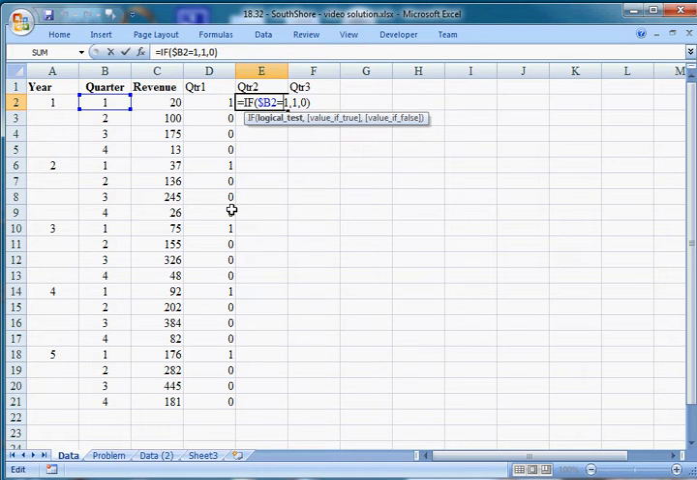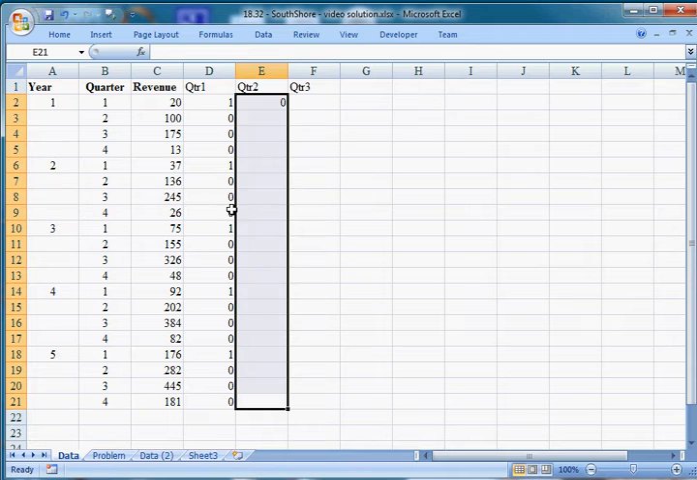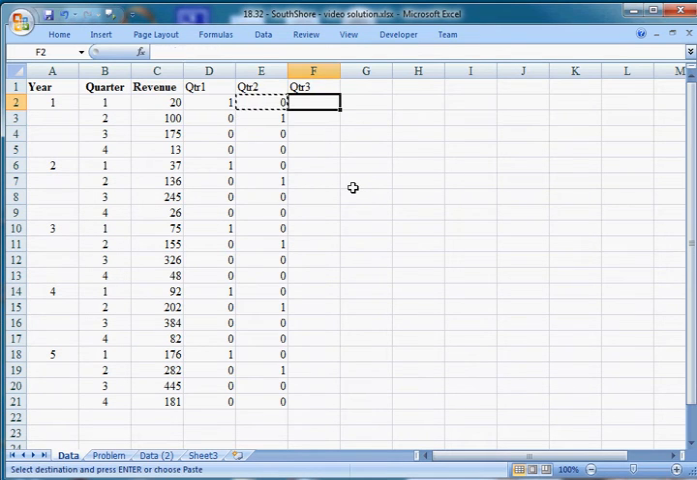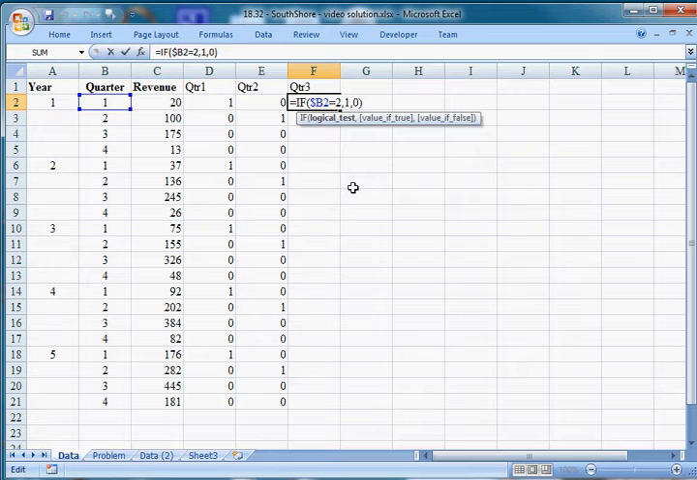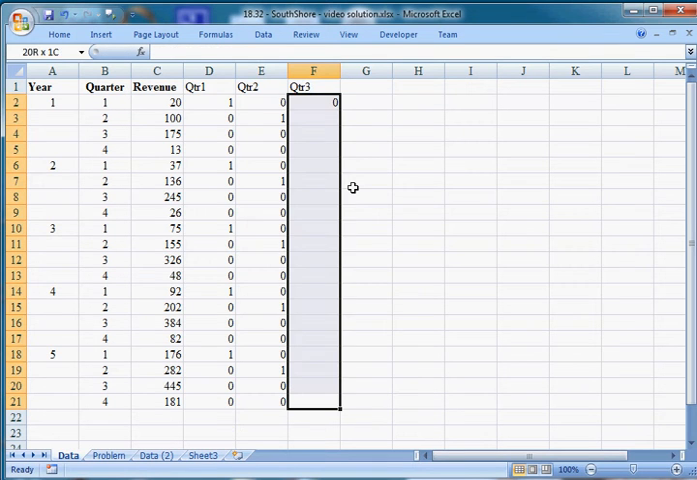That's good. But I don't want this quarter 2 dummy to be defined that way. It should be defined to be 1 if it's the second quarter. So I just have to replace this with 2. And now if I copy this all the way down, you can see that we have those dummies defined properly. Move it over here. We're just going to need to change this to 3. And we can copy this all the way down.